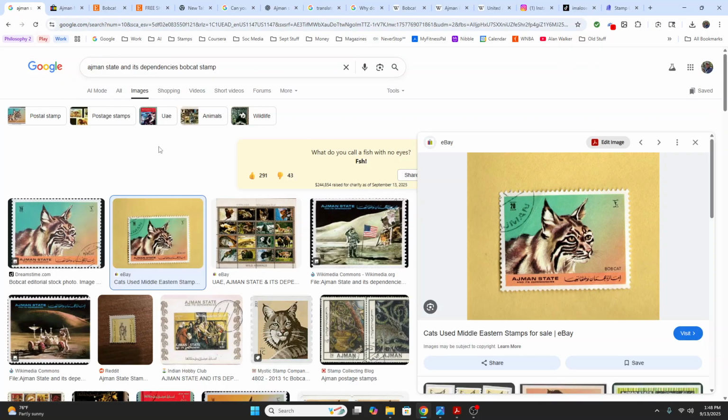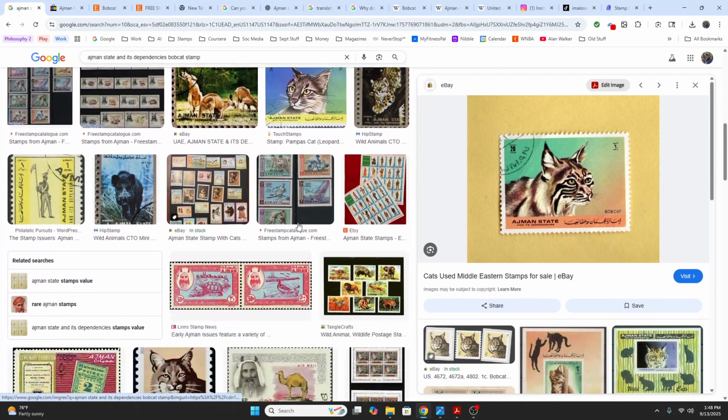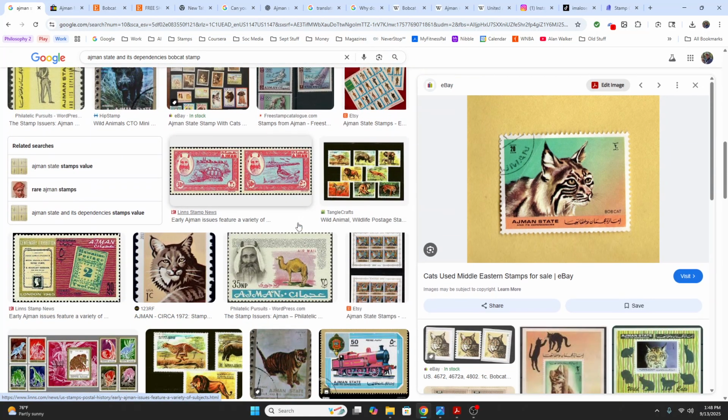If you want to find out information about a stamp, the simplest way to do it is to describe it into Google. So go to Google, like I did, and then type in what you see on the stamp. Ajman State and its dependencies. I added the word bobcat and the word stamp, and then when I hit enter, it gave me this long list, and I'm able to scroll down and not only see the stamp that I'm interested in, but lots of other stamps too. And some of them are from Ajman, some of them have a bobcat on them.